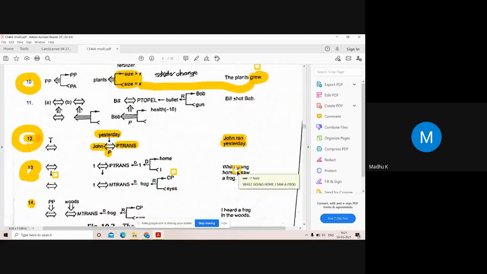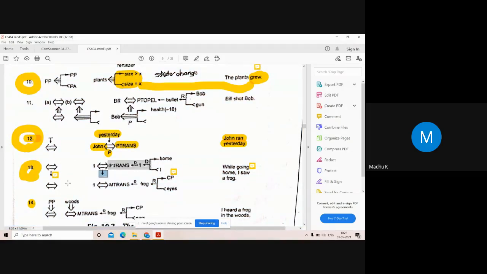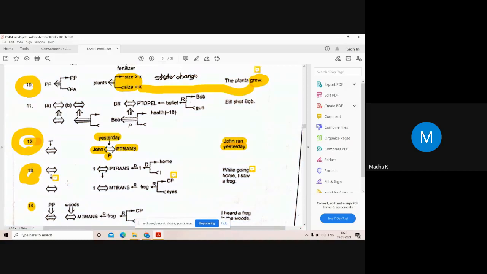So note this sentence: while I am going home, I saw a frog. So there are two sentences. In that case, to combine, I will first form one sentence, then another sentence, then I will combine using this arrow mark. Here, while going to home is represented in this way. Then I saw a frog is represented in this way. Then I will combine using this. That is rule 13.